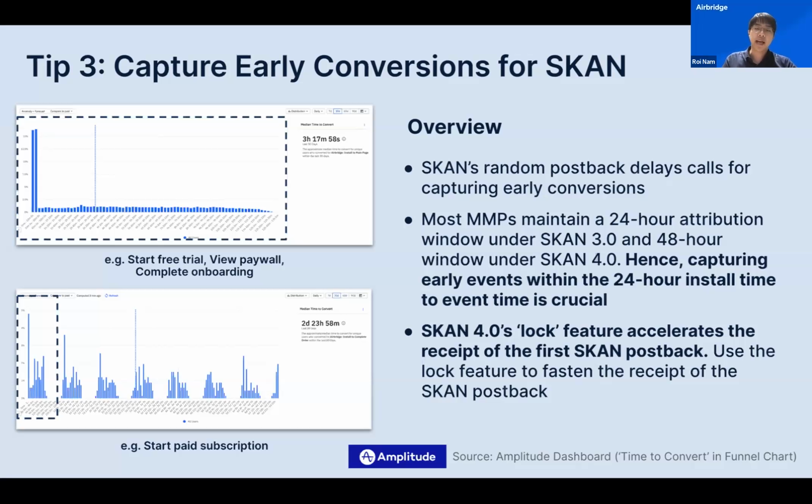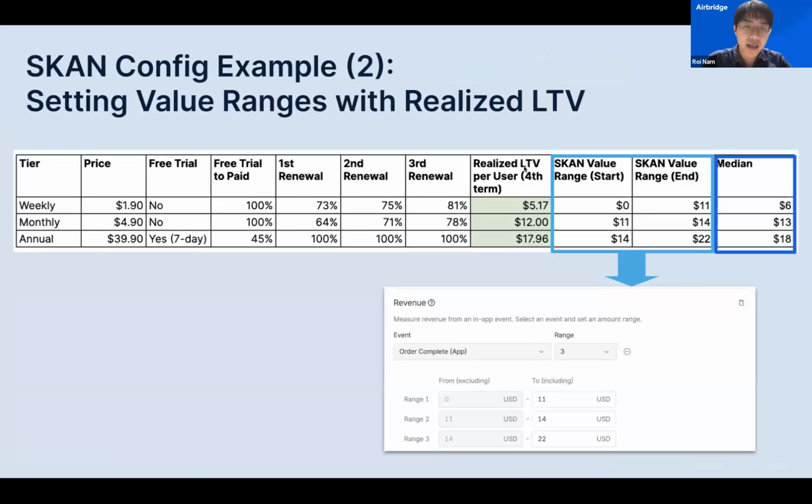On top of that, you can utilize SKAN 4.0's lock feature to accelerate the receipt of the first SKAN postback, and definitely capturing these early conversions will help you get the most out of the SKAN postback information, and this is really crucial.